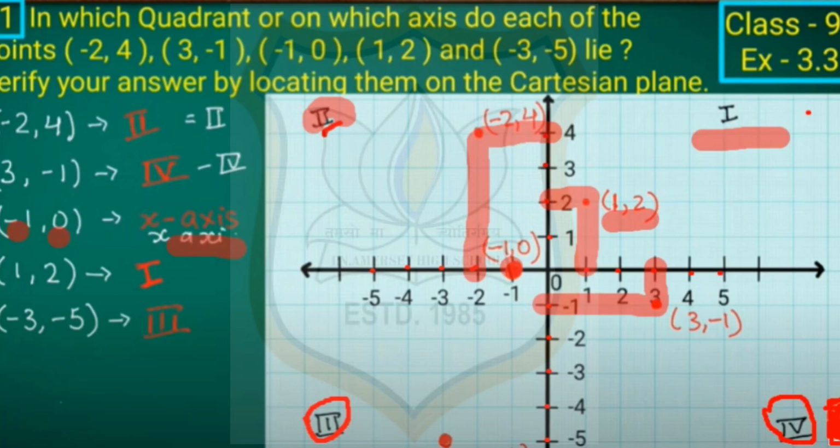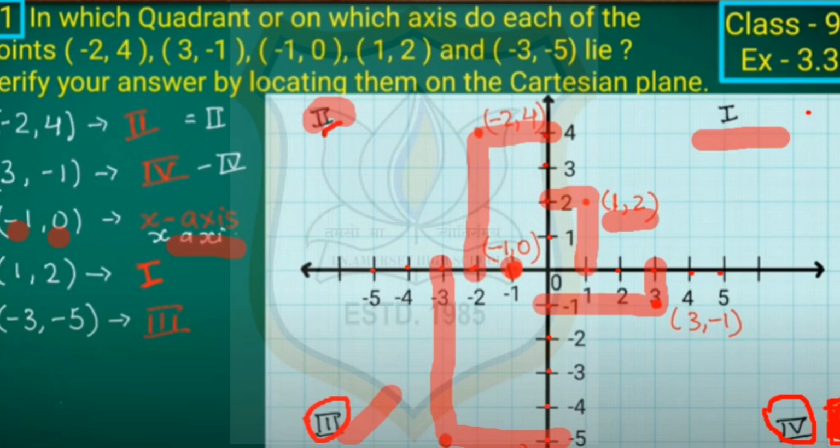Next, minus 3 comma minus 5. First we plot minus 3 on the x-axis and minus 5 on the y-axis. Here we get the point minus 3 comma minus 5. It is in the third quadrant.